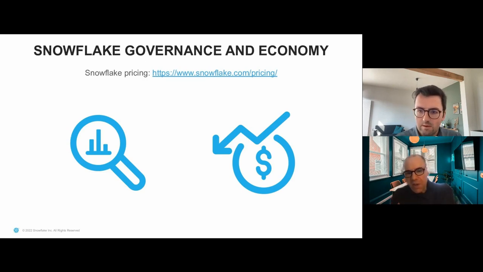Finally, what I wanted to talk about here is governance and economy. Obviously, you want to be able to interrogate, understand and track your spending. Snowflake provides some basic core functionality around this: access history, who is accessing the resources, ensuring that the right people have rights to access these, and how much these different access usage costs are. So you can track the basics as you would.